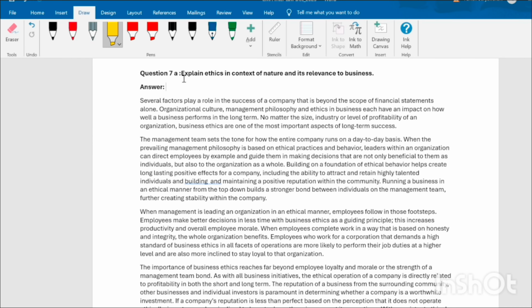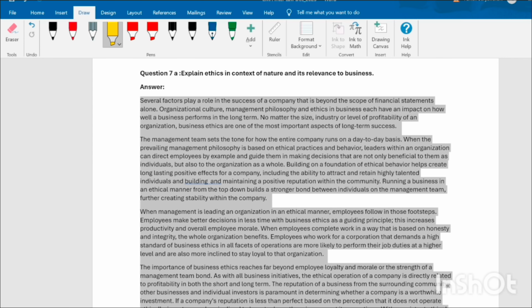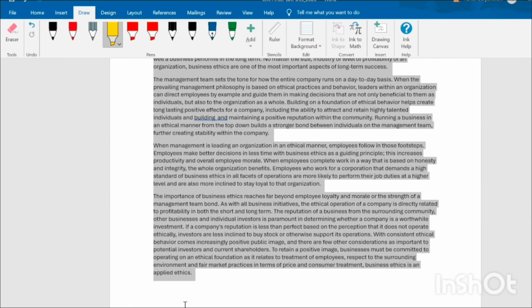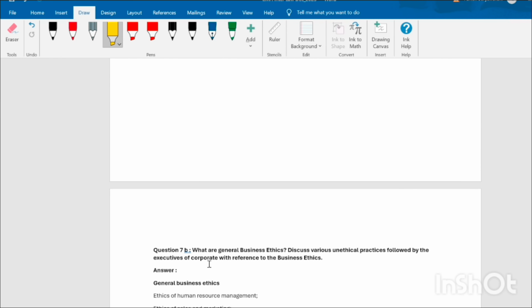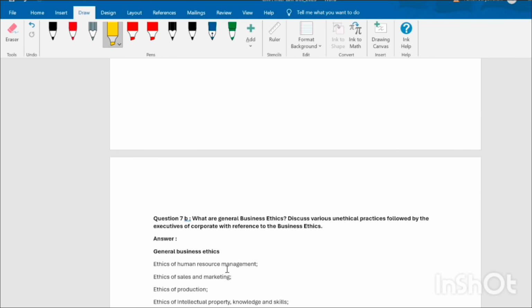Question 7a. Explain ethics and conduct of nature and its relevance to business. Several factors play a role in the success of a company that are beyond the scope. Yeah, this topic is directly present in our book, in the module on the ethics chapter, and it is a very long, bulky answer. But you have to write long answers also in exams. Okay, so next, if you have studied, you have written, I hope.